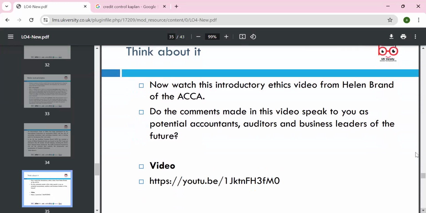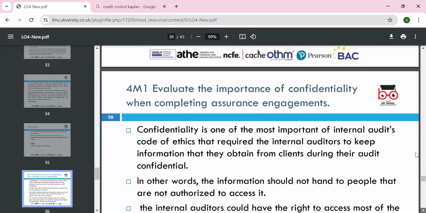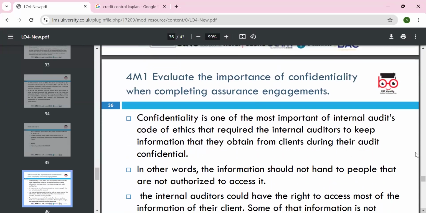We've been given the links for the ACCA video, which is about ethics and moral values. It's good to work on the merit criteria, the importance of confidentiality, and assurance engagement. Confidentiality is very important. It is GDPR, and it is ethics as well.